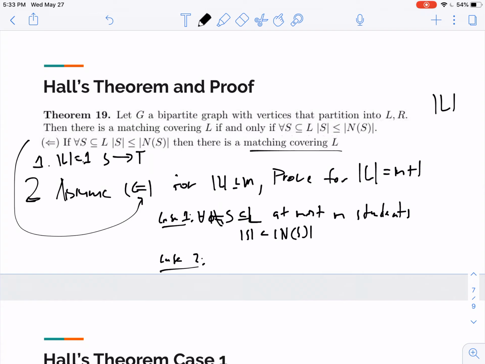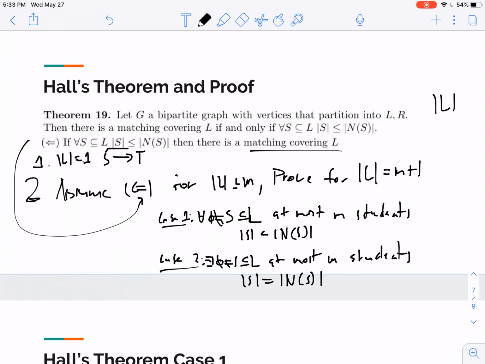Case 2 is that there exists some non-empty group of students S, with at most M students in S, such that the size of S is equal to the size of the neighbors of S. And so whenever you have cases, you should always make sure that they're exhaustive, right? Whenever you're doing a proof by exhaustion.